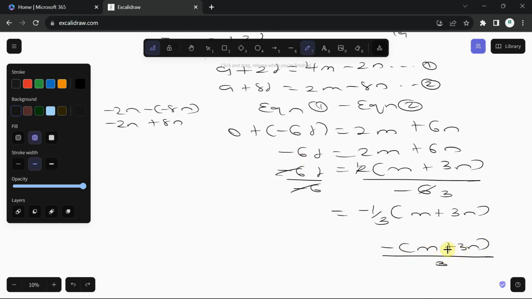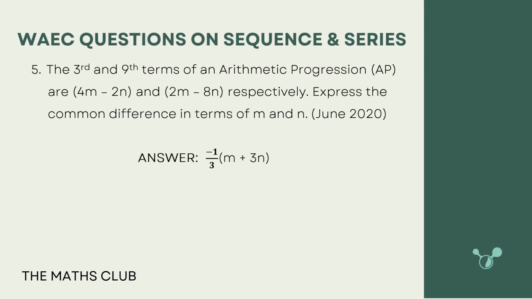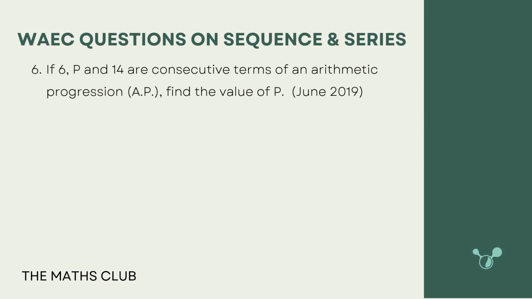Let's see if our answer is actually correct. Great. Minus 1 over 3 times m plus 3n. Now the next question says, if 6, p and 14 are consecutive terms of an arithmetic progression, find the value of p. I want you to pause the video and try this out yourself.